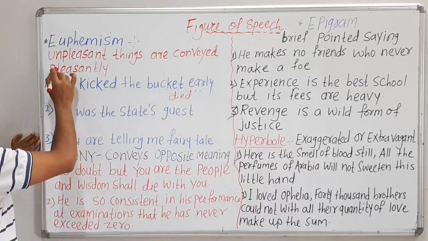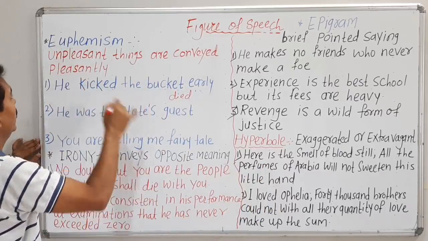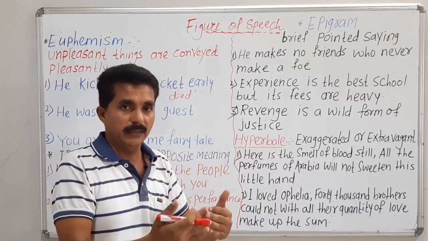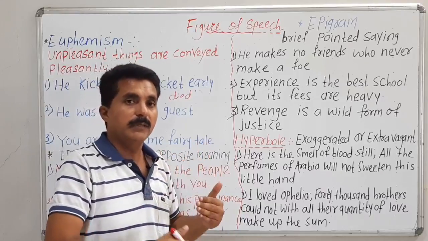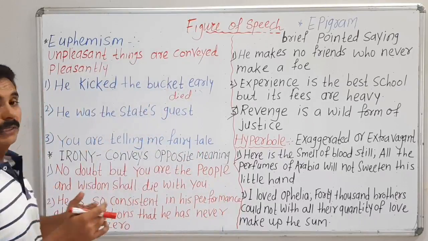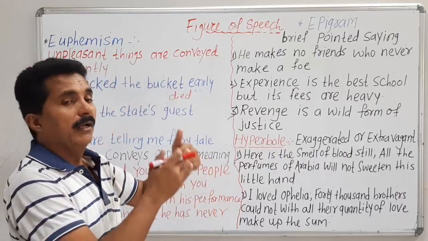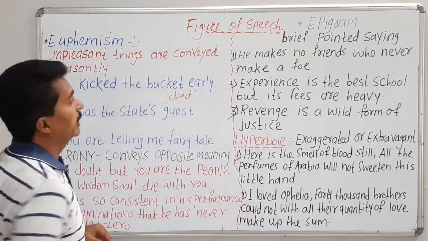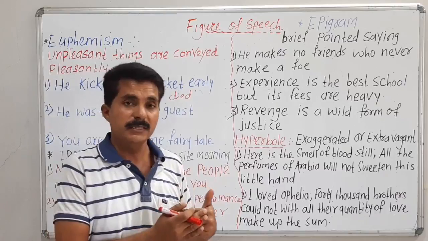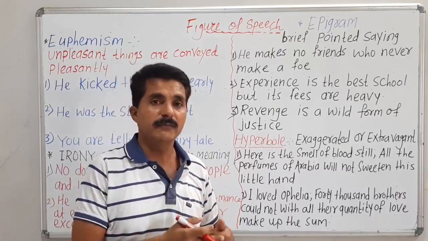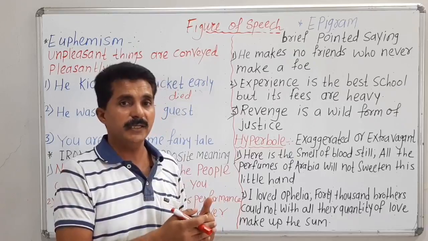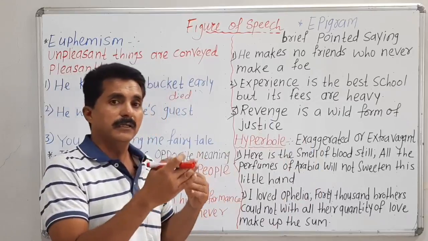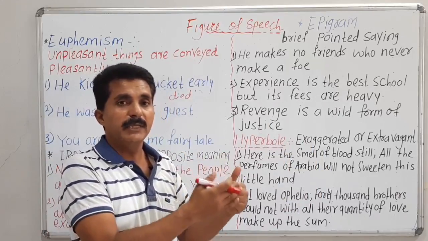What is euphemism? Euphemism is nothing but to convey an unpleasant thing pleasantly. If something is wrong, we have to convey it, and we convey that particular thing in a very pleasant way. For example, somebody is dead, and we have to say this sentence. How can we say it? We say he kicked the bucket early. He kicked the bucket early means he died at an early age. In the same way, we can say he passed away, or we can say his father is no more. In this way, we can say these unpleasant things in a better way, so that we can minimize the shock.